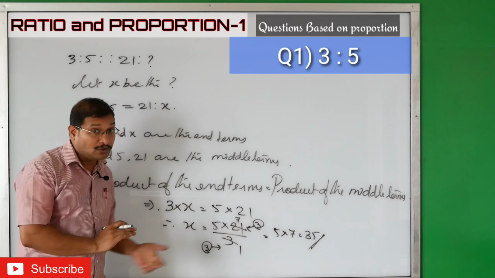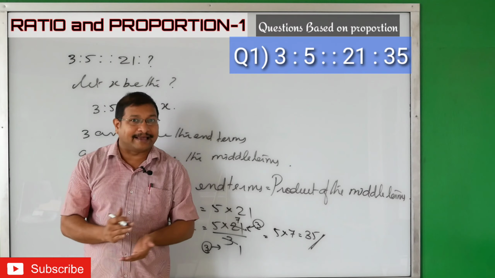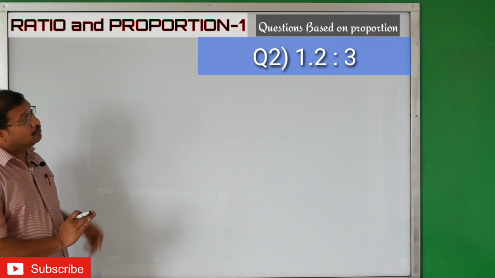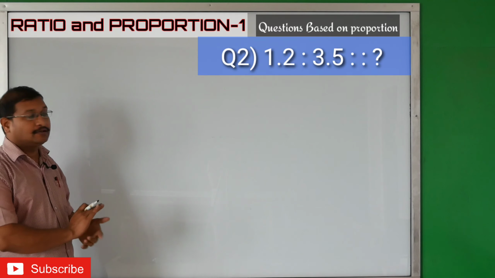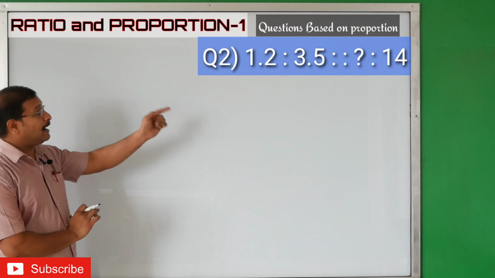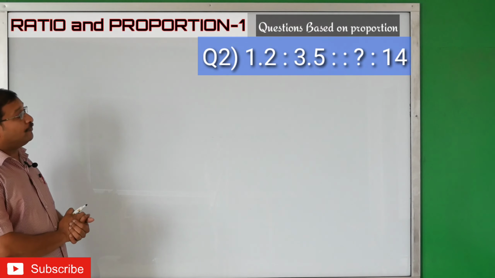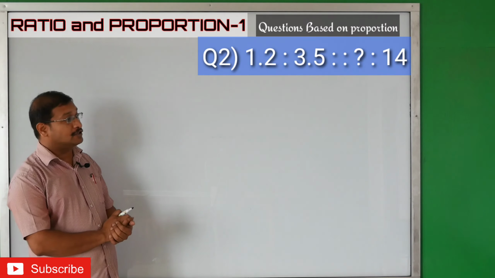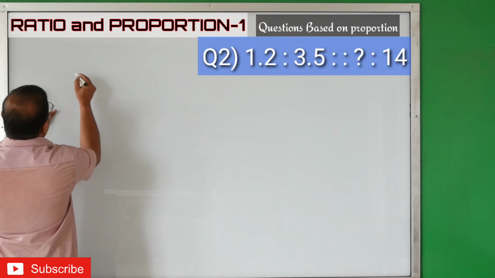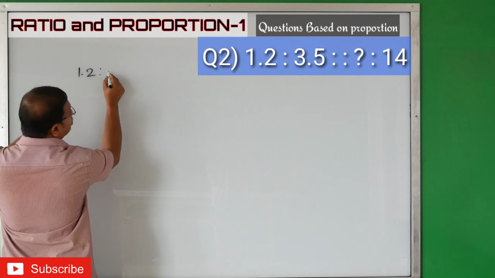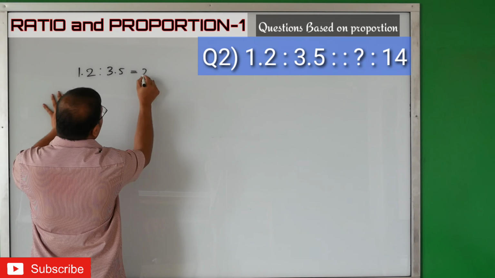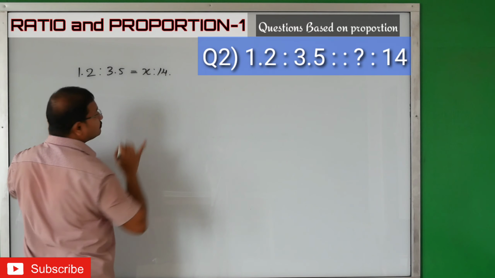Ready? See, it is so simple, but slowly we'll go to the higher level. Let's go to the next question. 1.2 is to 3.5 is question mark is to 14. See, 1.2 is to 3.5 is question mark is to 14. So we want to find out the question mark. What will you write? 1.2 is to 3.5 equals question mark, we can write as x is to 14.